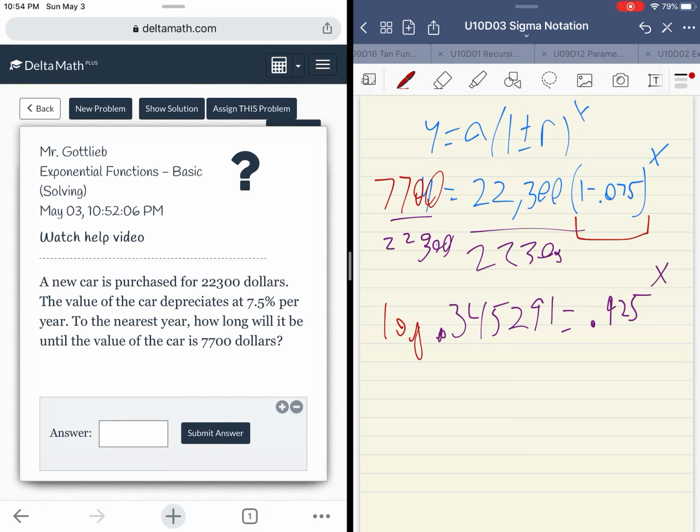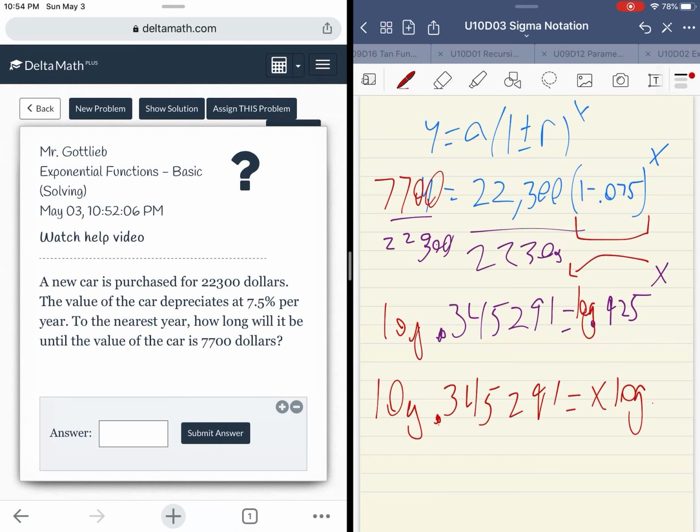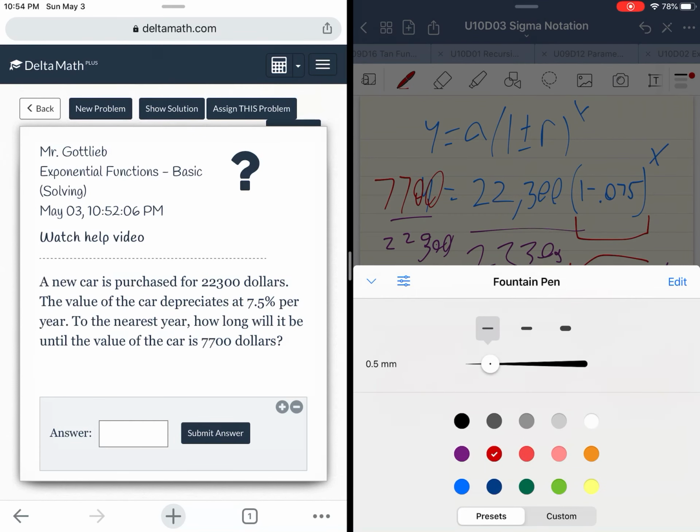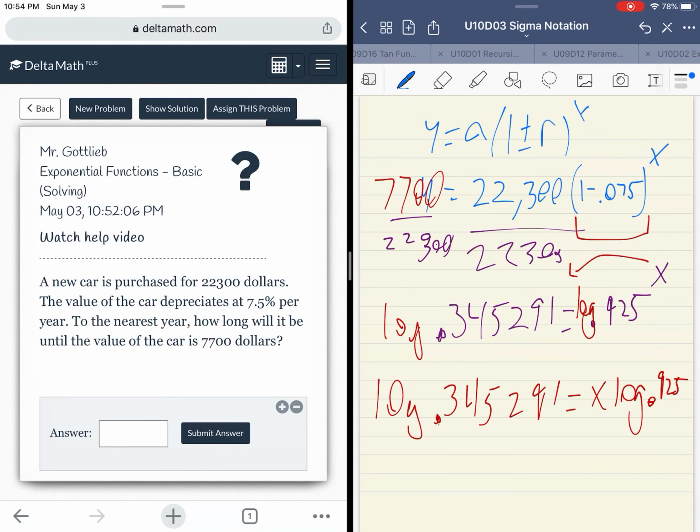Now, on Delta Math, they're actually going to show you how to do a logarithm by taking a log of both sides. So you put a log on both sides. And then by the power rule, you can bring the x out in front. So you'll get log of 0.345291 equals x log 0.925. This is kind of like a version of the change of base formula. You can divide both sides by log of 0.925. That'll cancel out the log on this side. So we'll do that over here as well. Log 0.925.